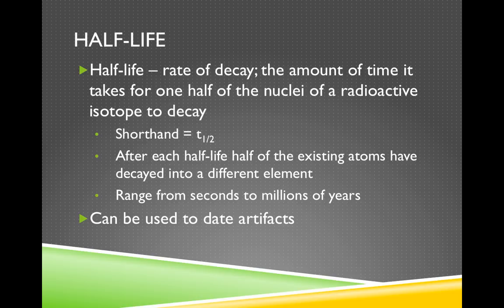The shorthand for half-life is to write a T, because half-life is talking about time, with a subscript of 1/2. After each half-life, half of the existing atoms have decayed into a different element of some sort, and the half-life can range from seconds to millions of years. The most common use that you will recognize is that we can use these to date artifacts. We use carbon-14, which is an isotope of carbon, because usually carbon only has a mass of 12. Carbon-14 we use to date artifacts and how old things are in archaeological digs, and so on.